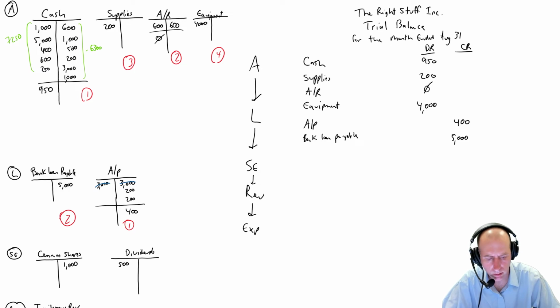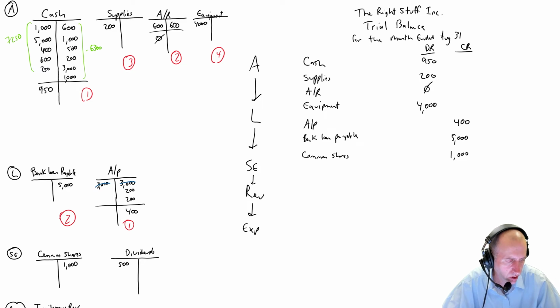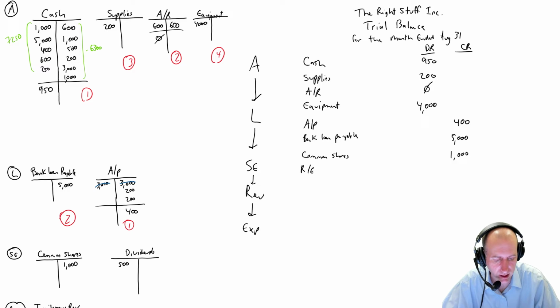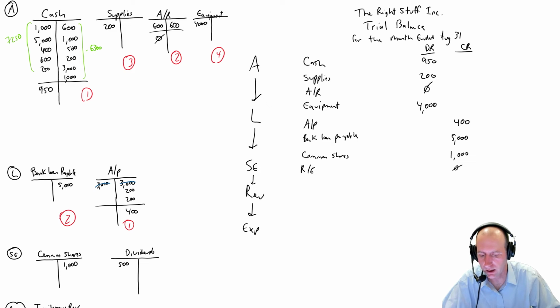Next, on to equity, we'll do common shares, then dividends. Common shares 1,000. Because this was a new company, there is no retained earnings. That's unusual. We would expect there to be retained earnings. We can even put retained earnings 0. There's going to be retained earnings when we finalize these amounts, but it's just a new company. And dividends 500.